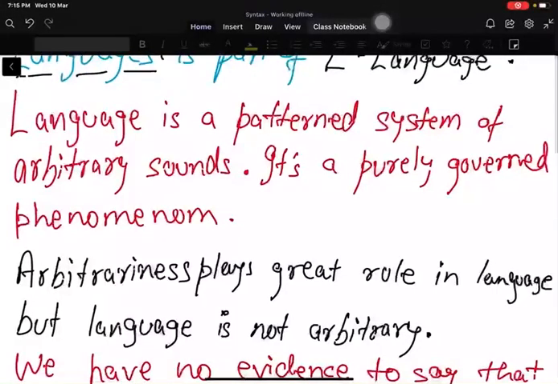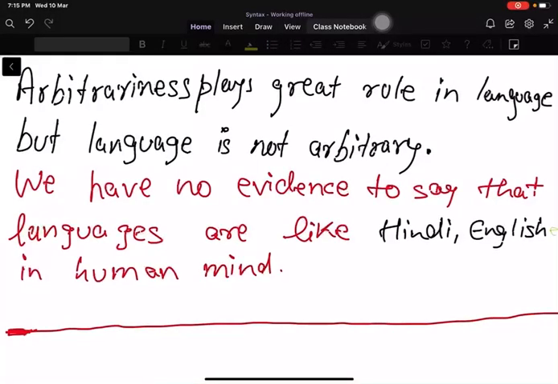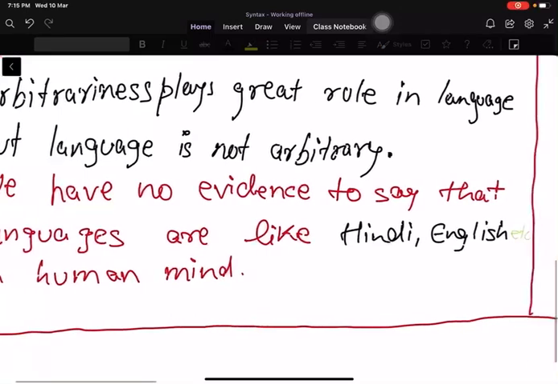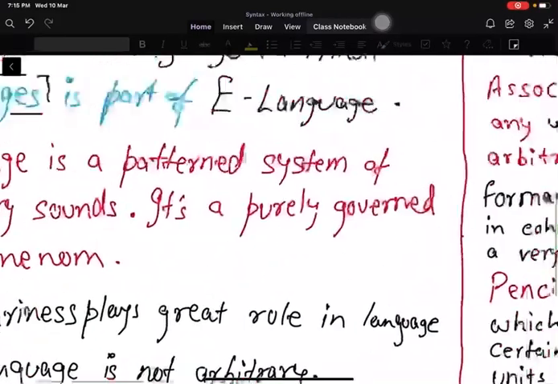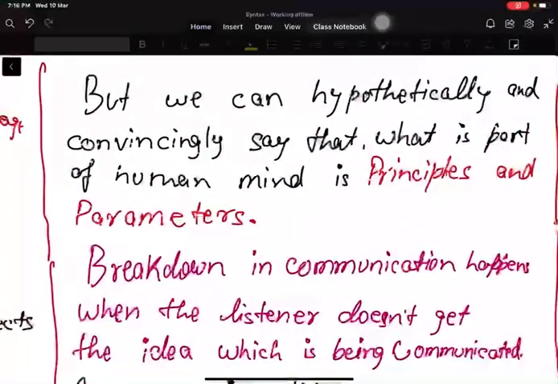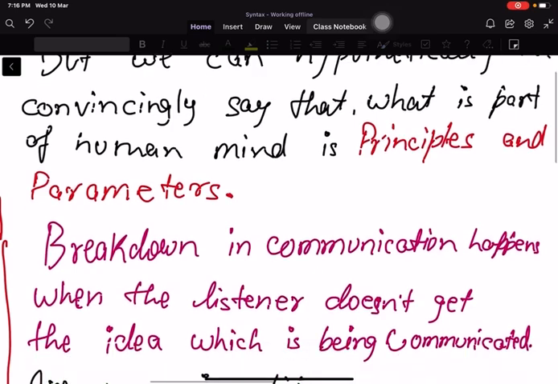Language is a pattern system of arbitrary sounds. It's a purely governed phenomenon. This arbitrariness is governed. So something that is arbitrary is governed. Arbitrariness plays a great role in language, but language is not arbitrary. We have no evidence to say that languages like Hindi, English, etc., exist as such in the human mind. Languages are way more complicated things. But we can hypothetically and convincingly say that what is part of the human mind is principles and parameters.